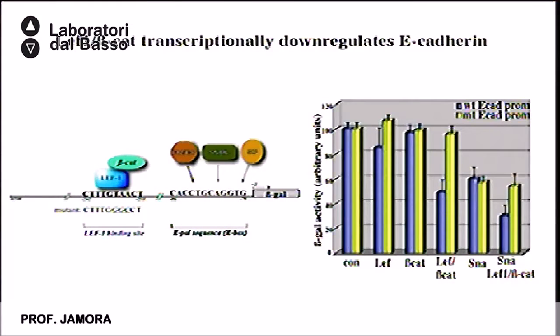Now the question is, is this direct or indirect, right? Is the LEF1 beta-catenin activating a repressor, or is it binding directly here? To test that, what if we mutate the site so that LEF1 can no longer bind? What we find is that if LEF1 can no longer bind, the E-cadherin promoter is still active. So it suggests that direct binding of LEF1 beta-catenin is required to repress E-cadherin promoter activity.